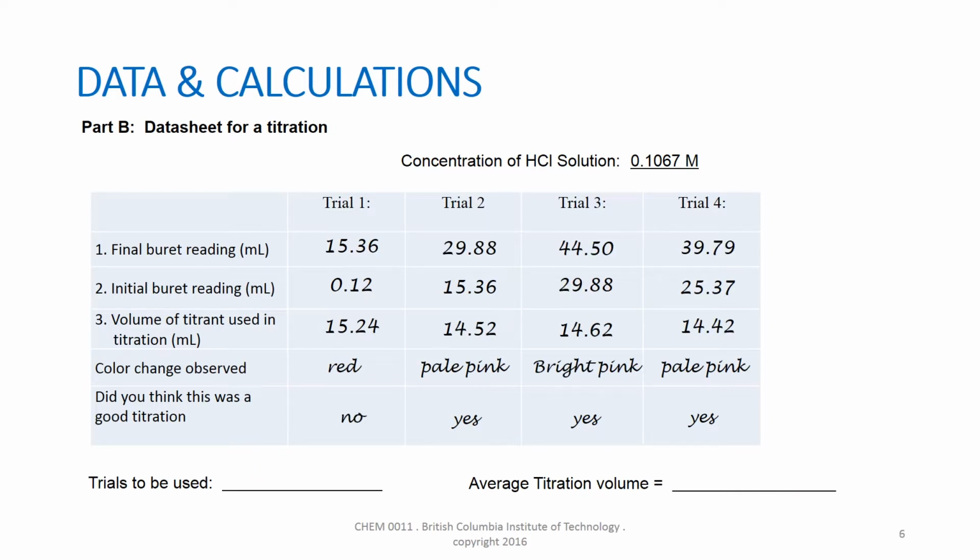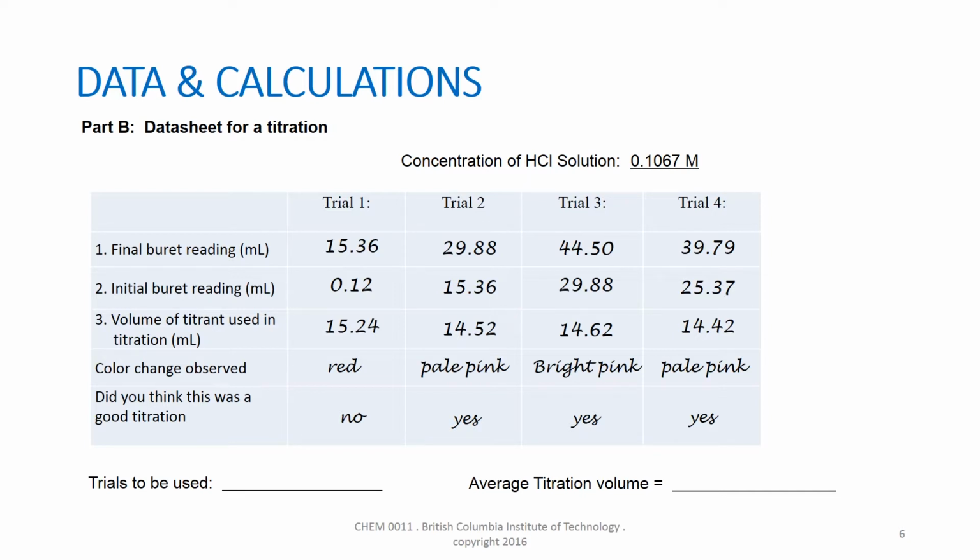This is another example of what the raw data may look like. The results of the 4 titrations are 15.24 milliliters, 14.52 milliliters, 14.62 milliliters, and 14.42 milliliters of NaOH used. Trial 1 has a red endpoint and its volume is significantly more than the other 3 trials. As a result, Trial 1 can be discarded.